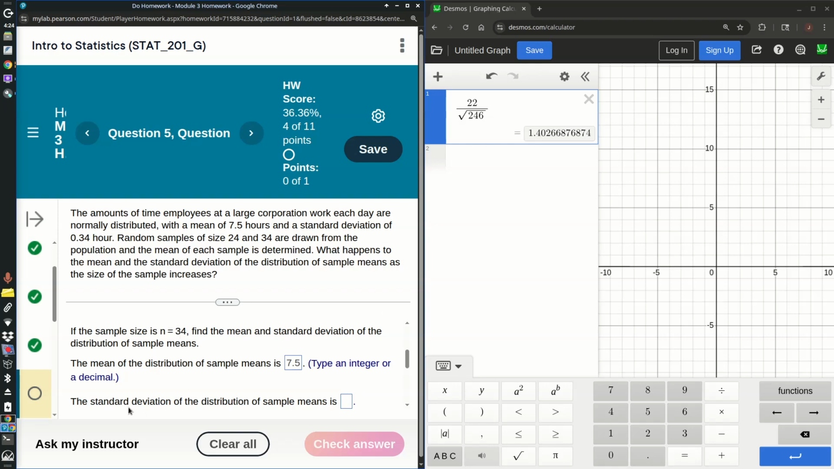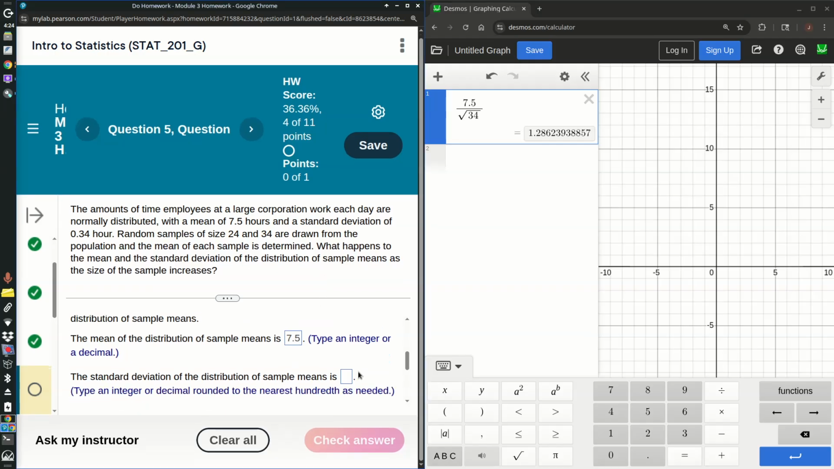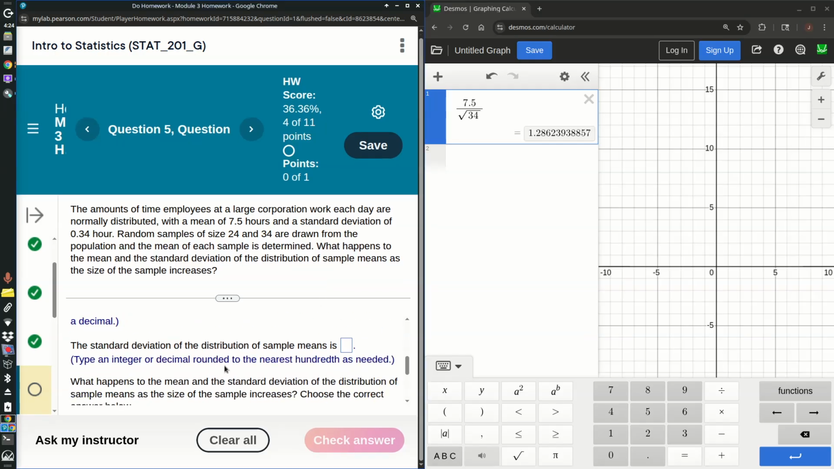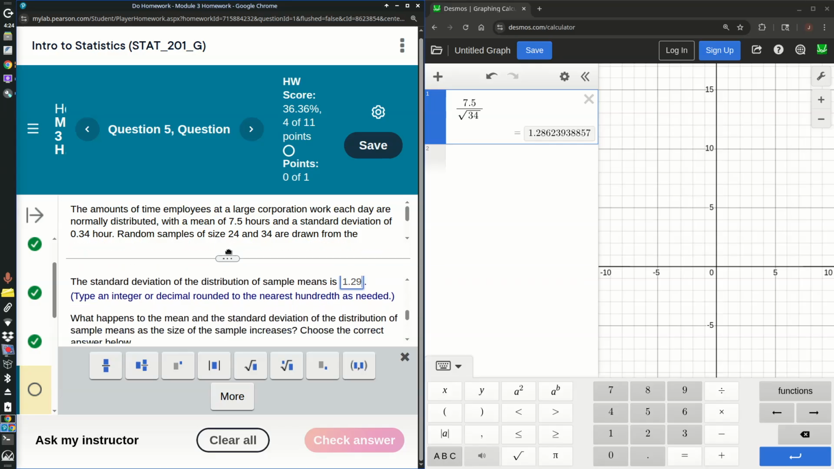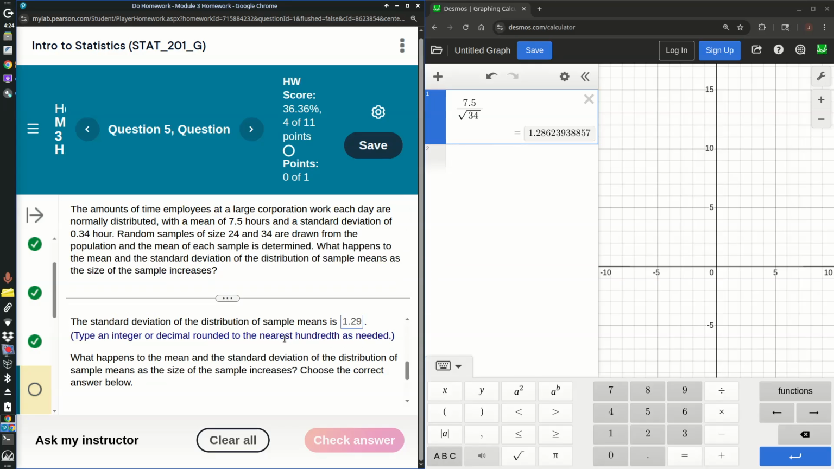To figure out the standard deviation of the distribution of sample means, I want to take my 7.5 and divide that by the square root of 34, and I get my answer. How many decimal places do they say? Hundredth means 2 decimal places. So 1.286 would round to 1.29. So that's that.